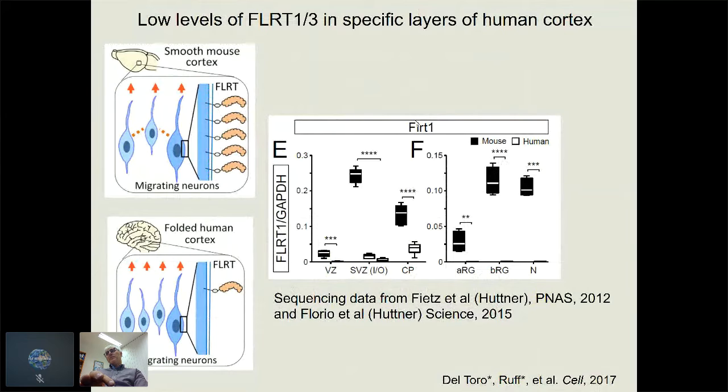The same is true for FLIRT-3. So the mouse levels of FLIRT-1 and FLIRT-3 are way higher, in the order of perhaps 10 times more in neurons here, for example, or radial glia cells, or if you look at the layers in the cortical plate or subventricular zone.